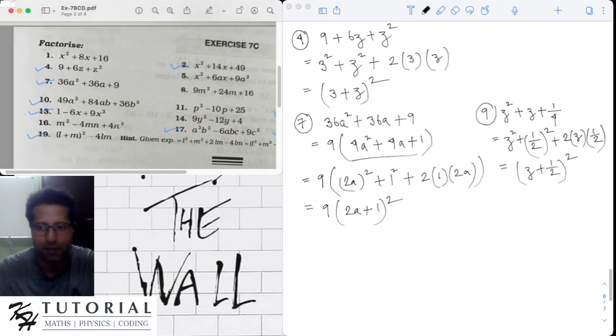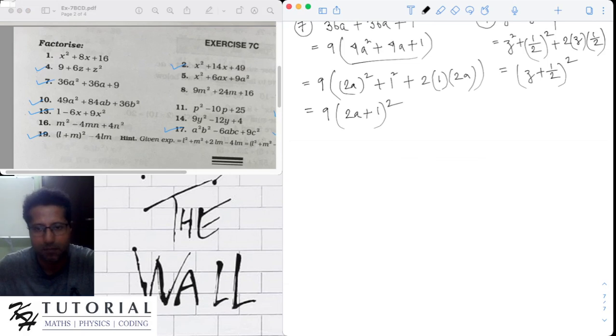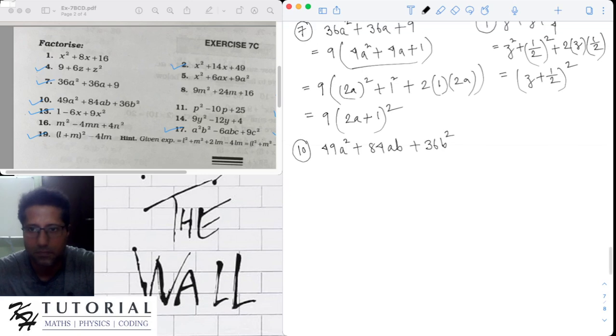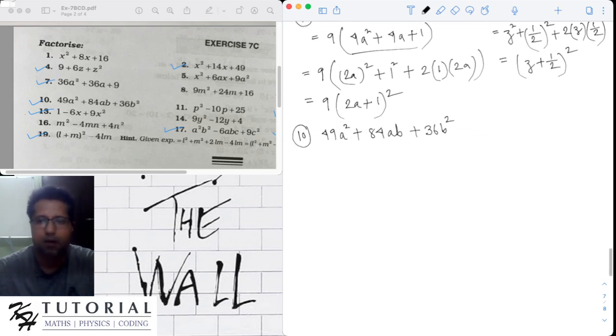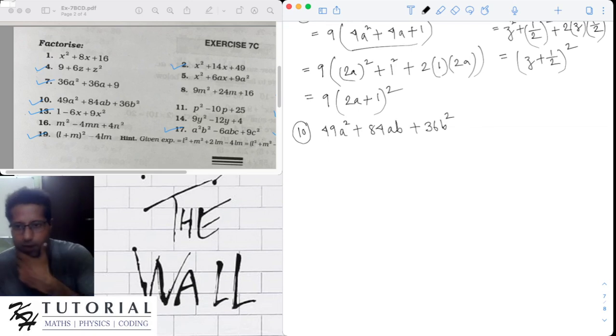Let's do problem number 10. Problem number 10 is 49 a square plus 84 ab plus 36 b square. So can I factor out any numerical factor from all the terms? 36 is 4 into 9. 49 is 7 into 7. No, we do not have any common numerical factor from all the terms.